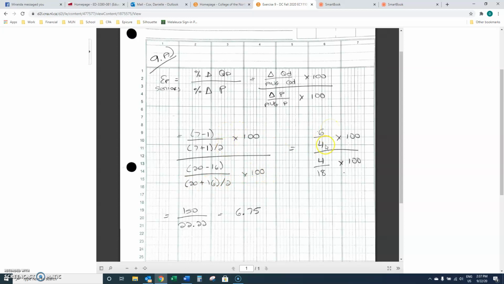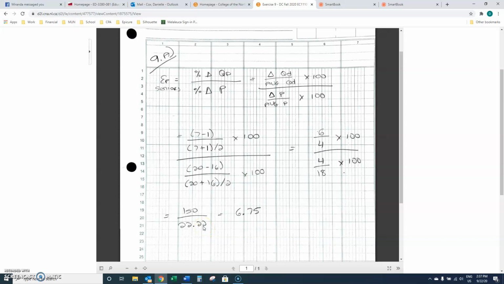So that's 6 over 4 times 100, which works out to be 150, and 4 over 18 times 100, which is 22.22. And just a heads up for anyone using a calculator, because this is 22.2222 and it just continues, just to ensure accuracy, when I calculated 4 divided by 18 times 100 and got the answer, I stored the solution.